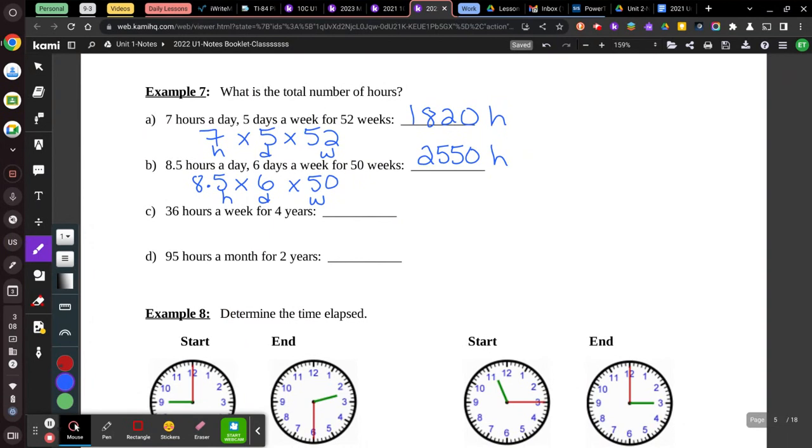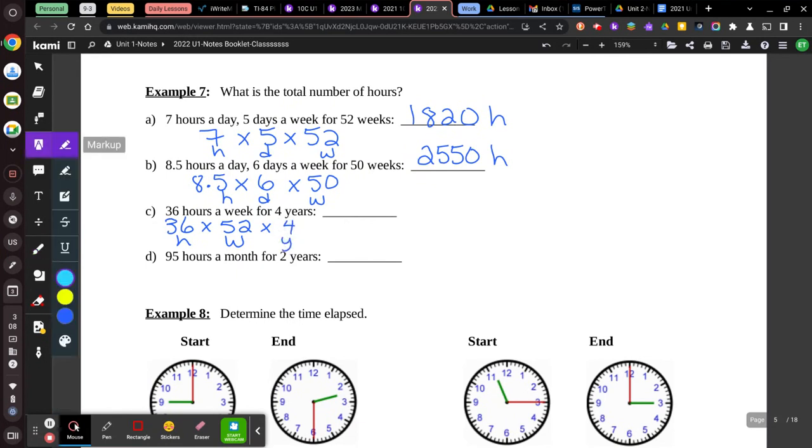Now the next one just says how many weeks, and then it says years. Well, we have to figure out how many weeks are in a year. So we're going to have 36, that's our hours, times our weeks. So we have 52 weeks per year, times our years, 4 years. So this one had a number missing. We had to come up with that number missing. So that's going to give us a total of 7,488 hours.